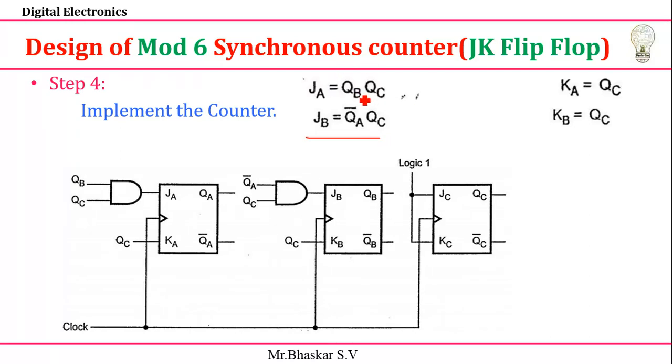JA is nothing but QB, QC. You can see QB and QC. I'm going to use the relation between them with an AND gate. This is my JA. Next, K is nothing but QC. Directly I take it as QC now.